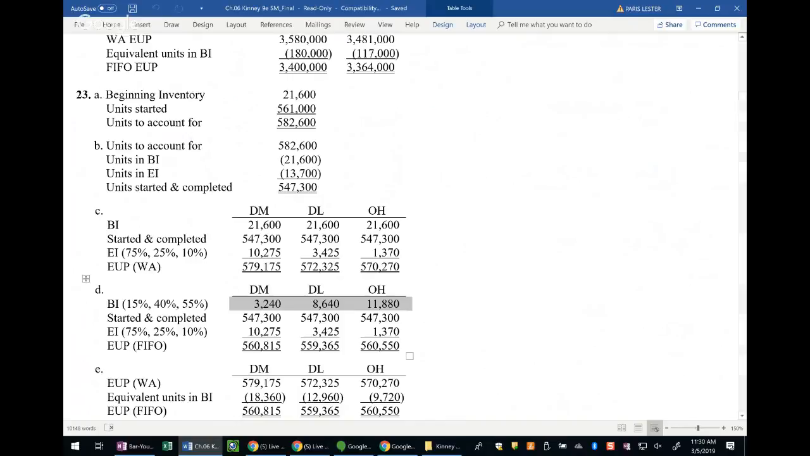You subtract 85% from 100 and get 15. You subtract 60 from 100 and get 40. And you subtract 45 from 100 and get 55. That's the only thing different. So, can you handle that part of it, Clayton, to do FIFO? Yes. All right, that's what 23 is all about.